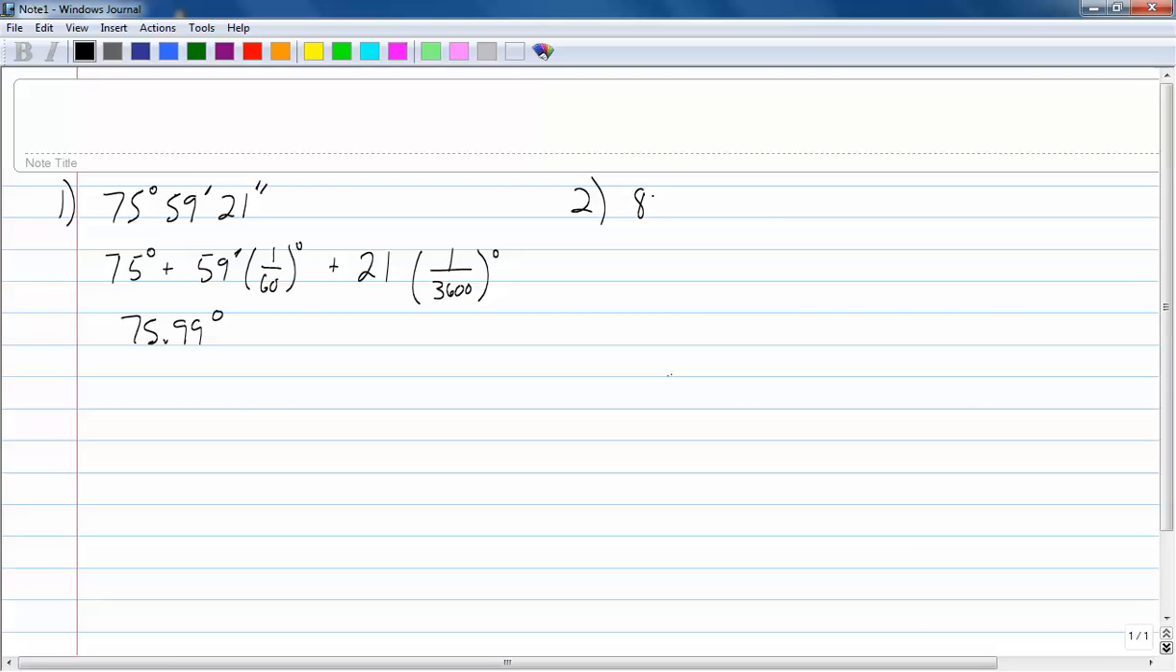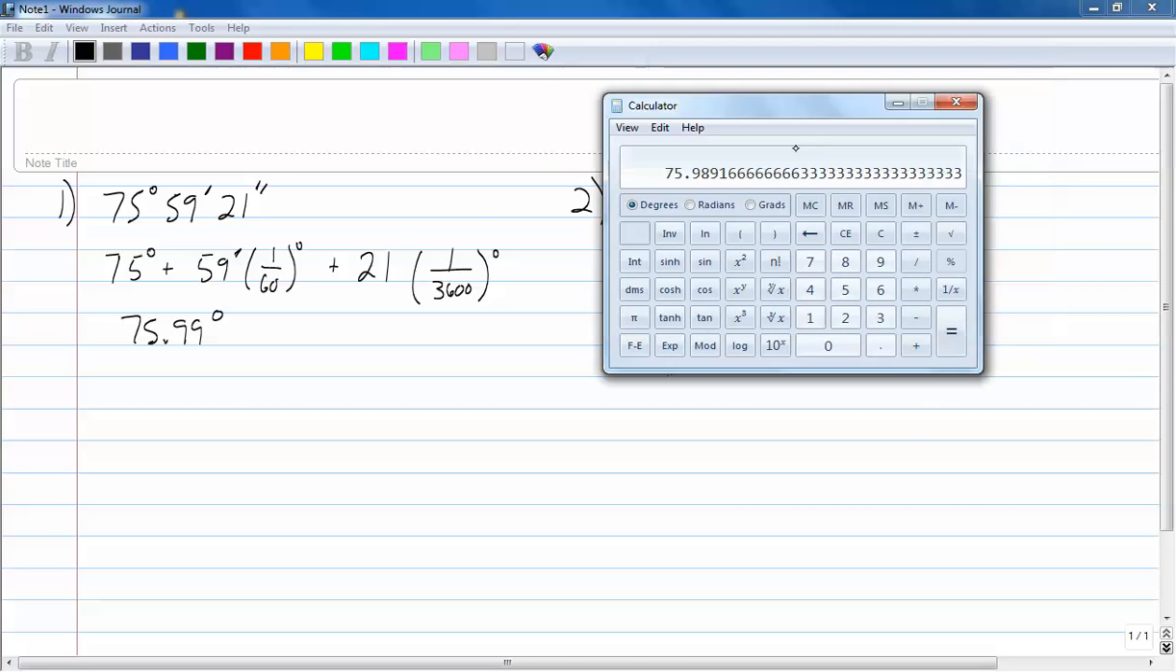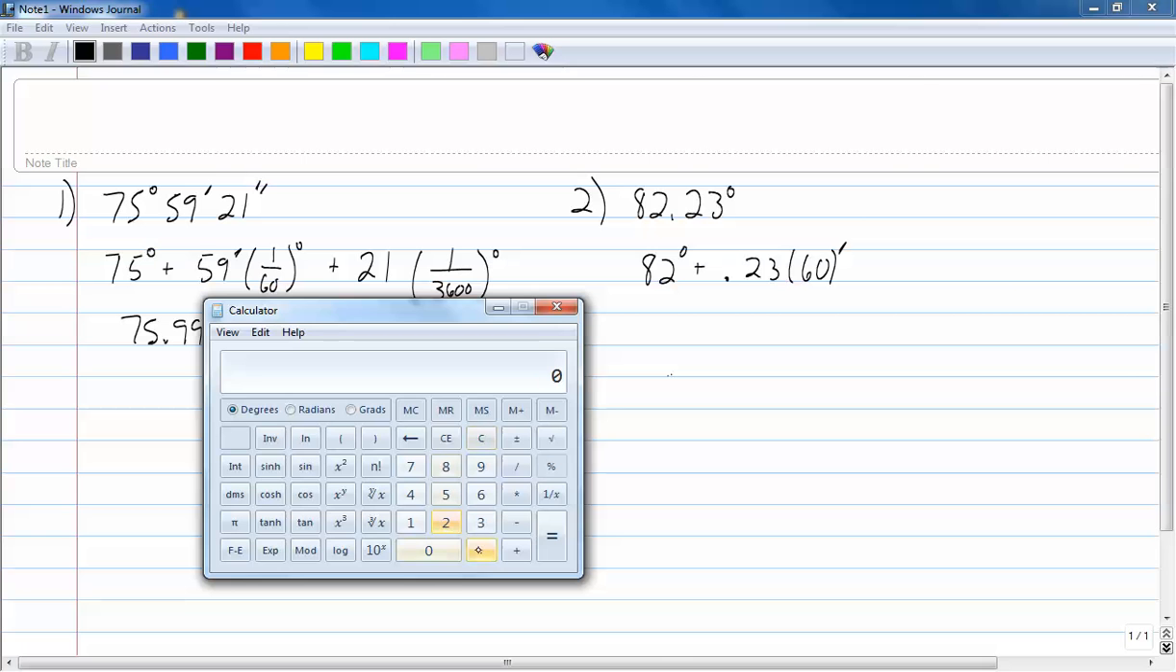The next problem is to take a decimal in degrees and convert that to degrees, minutes, seconds. So the whole number part is the degree part in degrees, minutes, seconds. They want to take the decimal part of 0.23 and change that over to minutes. So we say 0.23 times 60 minutes. It's 13.8. So it's going to be 13 minutes, and then we're going to take the 0.8 and change that over to seconds.